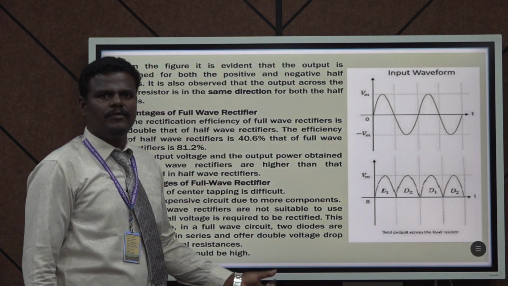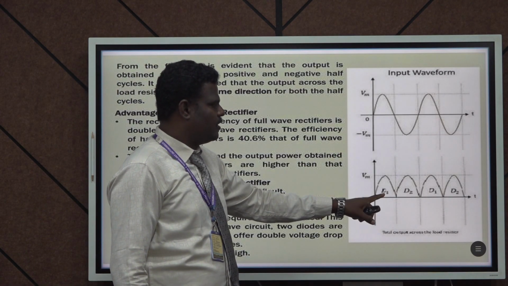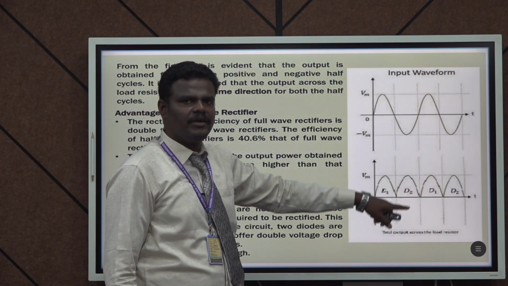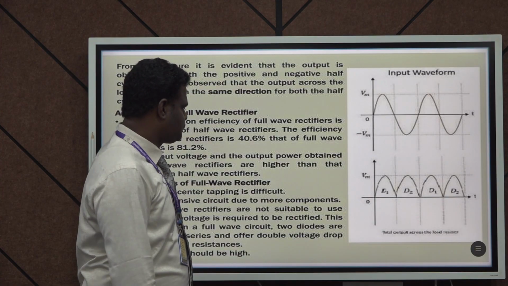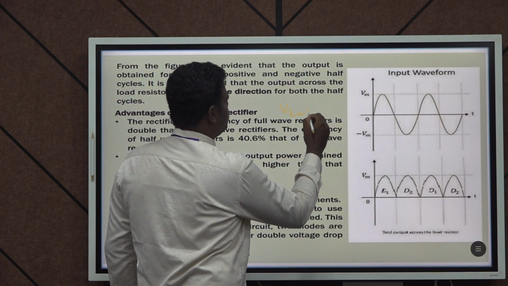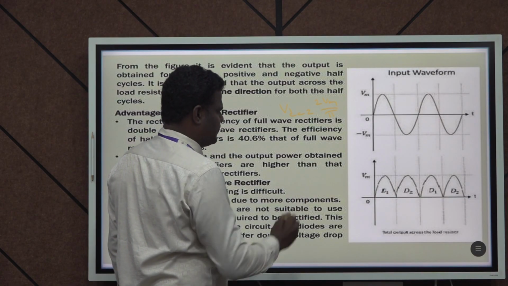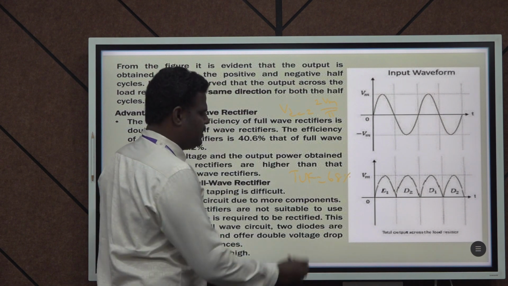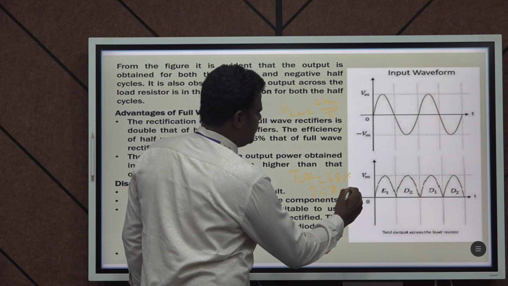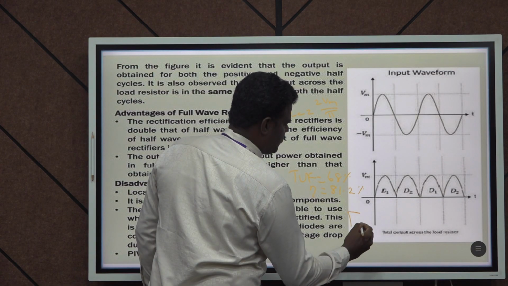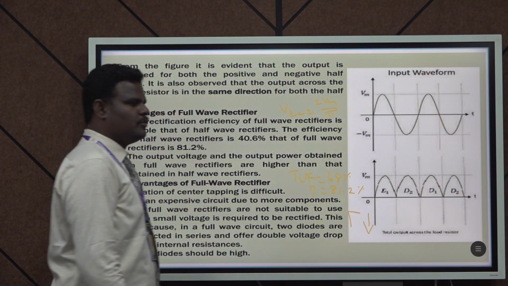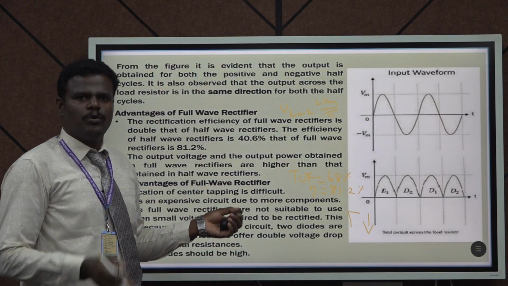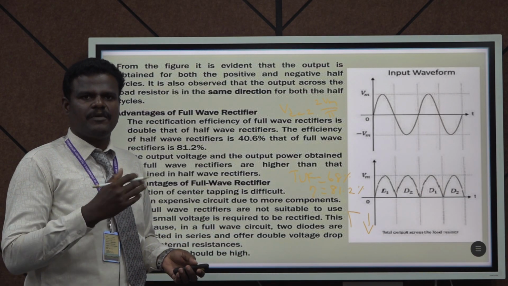The advantages of the full wave rectifier: the first one is that the output is continuous. We are having an output during the positive half cycle and also during the negative half cycle. Then the output voltage VDC is equal to 2 Vm by pi. The transformer utilization factor TUF is increased to 68%, the efficiency is increased to 81.2%, and the ripple factor is also reduced. So these are all the advantages of the full wave rectifier with the center tapped transformer. The only limitation is that we need a center tapped transformer for this.